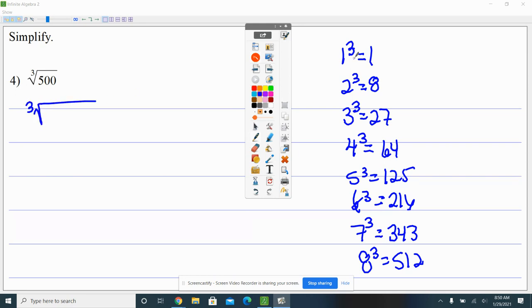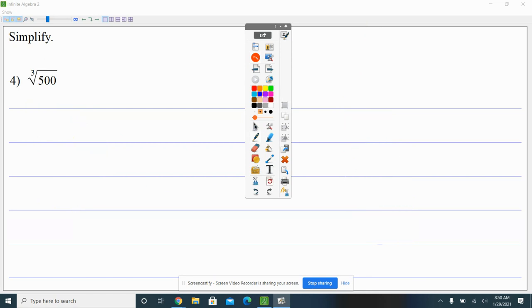So which one of these numbers on this perfect cube list can go into 500? Well, 125 goes into it 4 times. So that's 125 times 4. So that's the cube root of 125 times the cube root of 4. And the cube root of 125 is 5 because 5 times 5 times 5 is 125, and that would be the cube root of 4. So it's not a perfect cube, but it can be simplified, similar to how you do square roots, but with a perfect cube list instead.